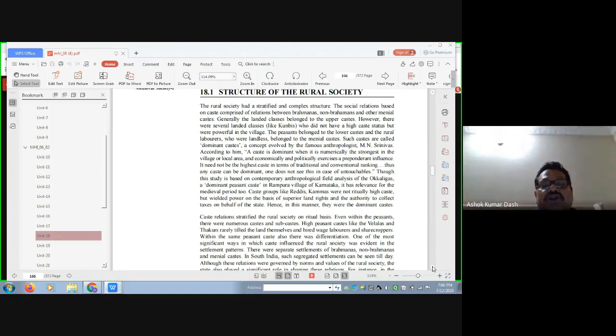Now, on the screen, the structure of rural society, we shall now discuss. Rural society had a complex and stratified structure. As you see, rural society is not always very plain. Also in rural India, we see a stratified order. What do you mean by a stratified structure? Stratified means a hierarchical structure. Hierarchical means a structure having different components at different levels, generally vertical in character. It means at a higher level somebody is there, below him somebody is there, and next to him somebody is there at the bottom. So a stratified structure is a hierarchical structure in a vertical manner.